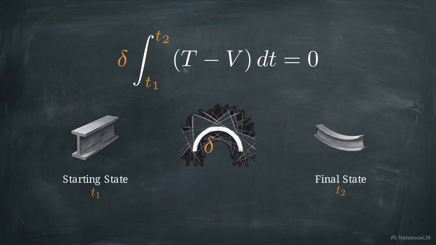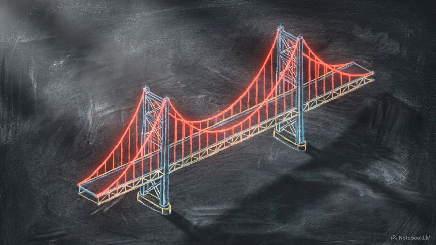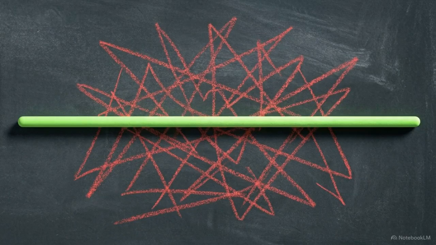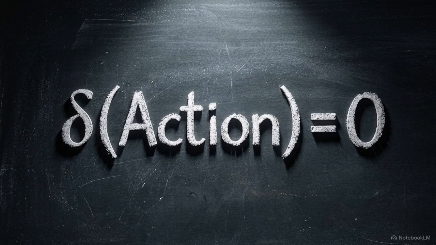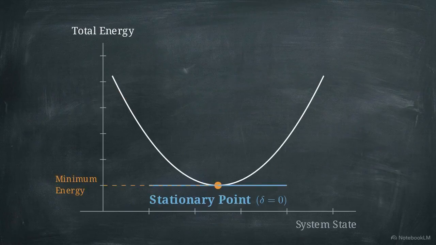It tests imaginary alternative geometries, virtual paths that the structure could theoretically adopt between point A and point B. These virtual paths represent physically impossible scenarios where the structural system moves erratically or simply wastes mechanical energy. They stand in contrast to the single, efficient true path. Hamilton's principle dictates a strict physical law. The true, real-world path a structure takes is the exact path where the variation of the action integral equals absolute zero. This zero state is known as a stationary point. It proves the system has found the path of least resistance, minimizing its overall energy expenditure.